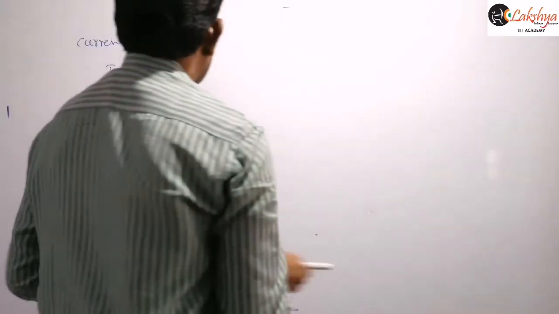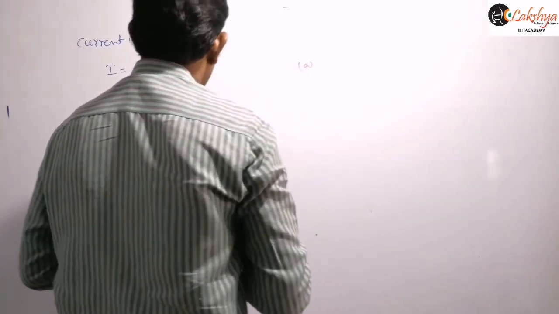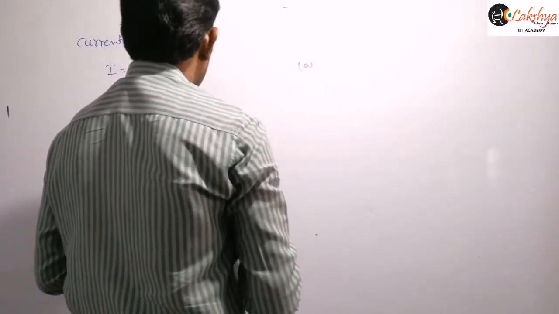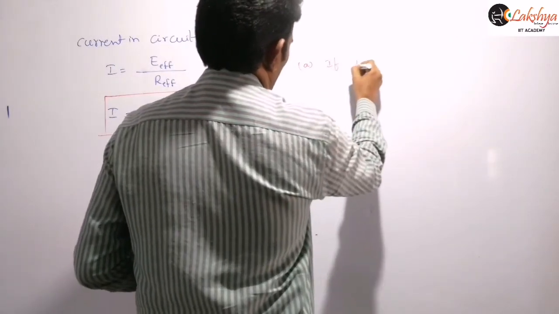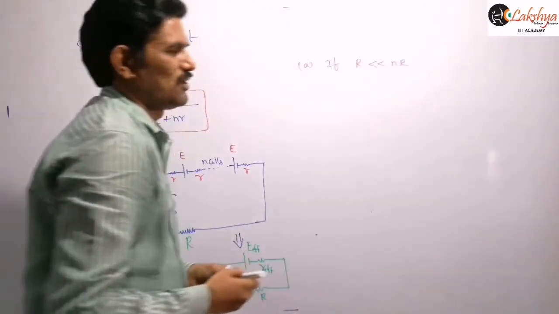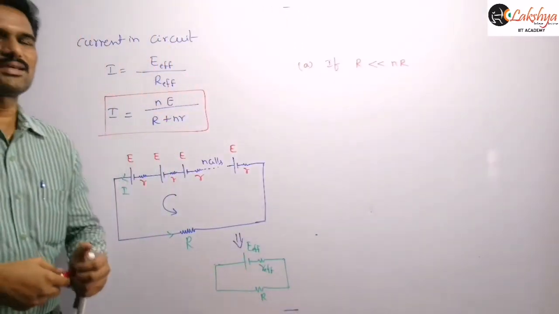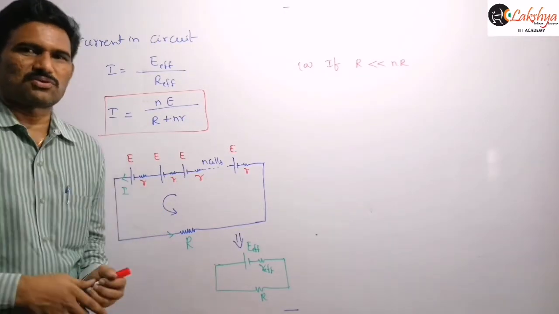So that means write them as points here. The first point, suppose I am taking this as A. If R is very much less than nr. So that means I am taking a case like the external resistance of the circuit is very small when compared to that of internal resistance.